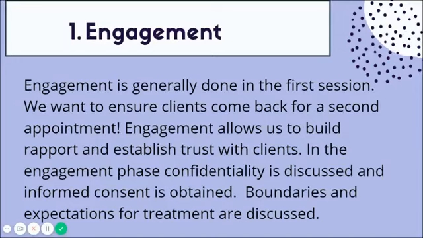So we would be going over confidentiality. We would be making sure that they understand the risks of treatment. We'd be obtaining their informed consent. And also what's really important in the engagement phase is setting boundaries and going over expectations. These are the expectations that the client might have for treatment, because they might come to us with unrealistic expectations. So it's important that we establish that as soon as possible.